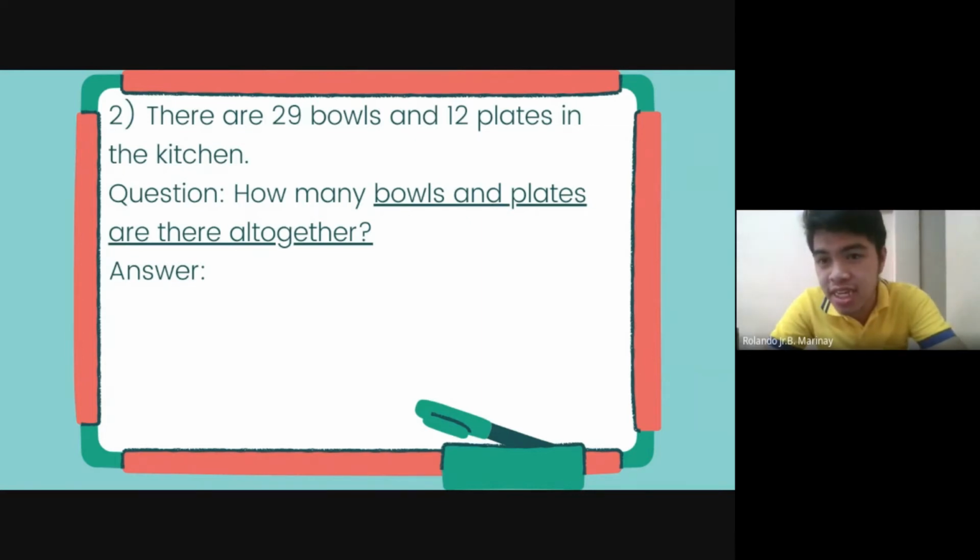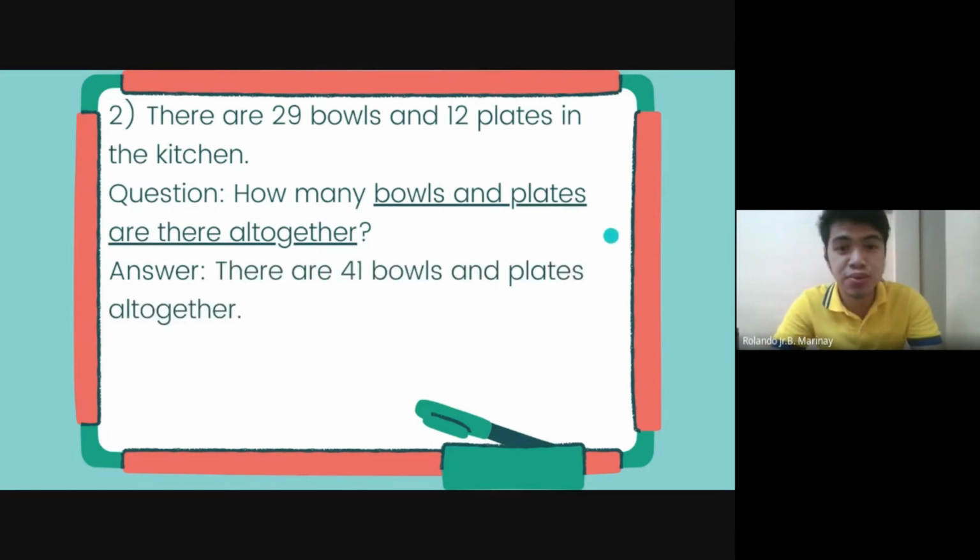Okay, everybody finished? So what is the answer here? 29 plus 12. Okay, Namphung said the answer. The answer here is 41. There are 41 bowls and plates all together.